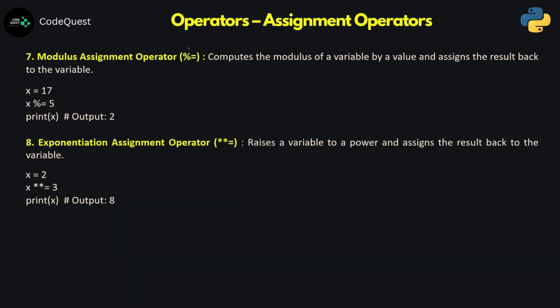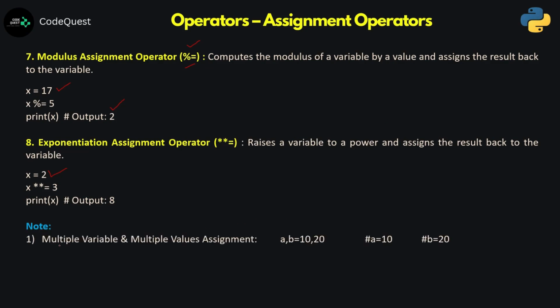Similarly, the modulus assignment operator, where we take the percent sign followed by equal to. So when x equal to 17, if I write x percent equal to 5, which is nothing but x equal to x percent 5, the resultant is 2. And the last one is the exponentiation assignment operator, asterisk asterisk equal to. So if x equal to 2, when I write x asterisk asterisk equal to 3, it is going to give me 2 to the power 3.